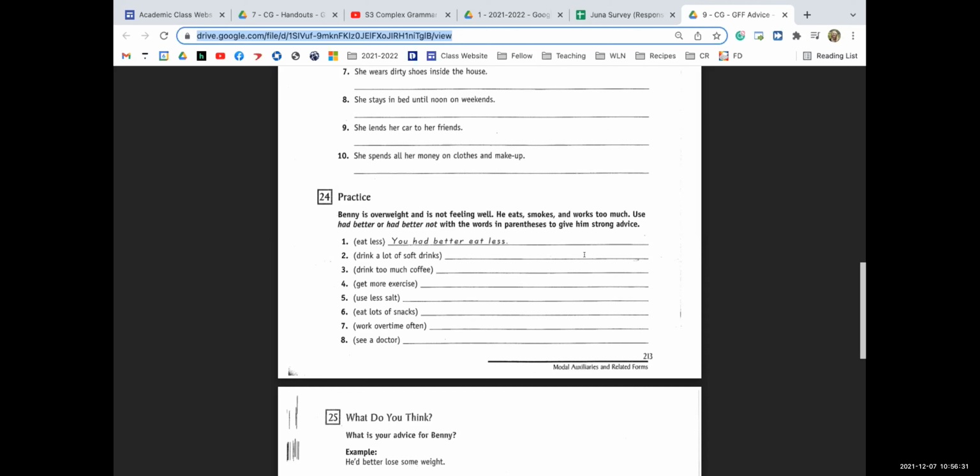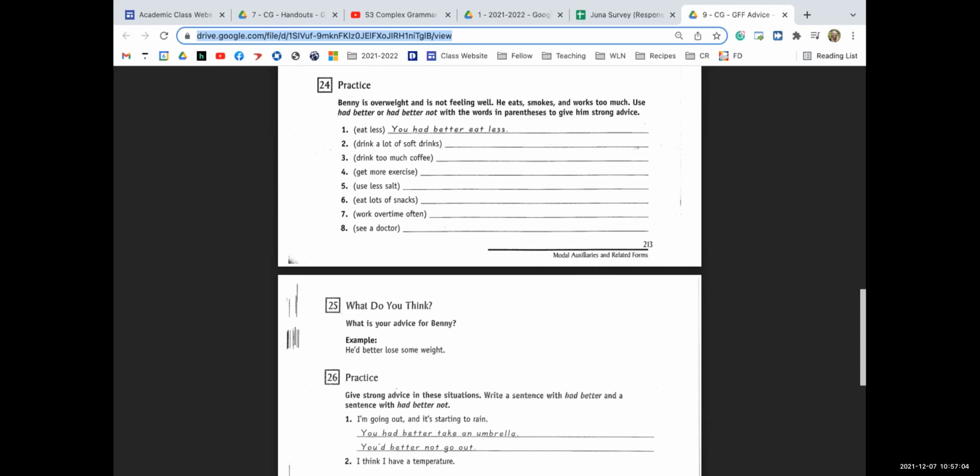Eat lots of snacks. You had better not eat lots of snacks. Work overtime often. You had better not work overtime often. See a doctor. You had better see a doctor. And 25, teacher, please.